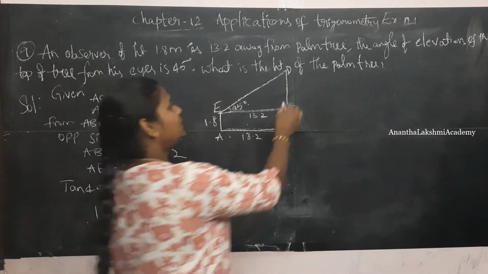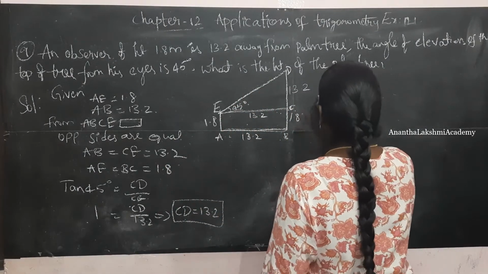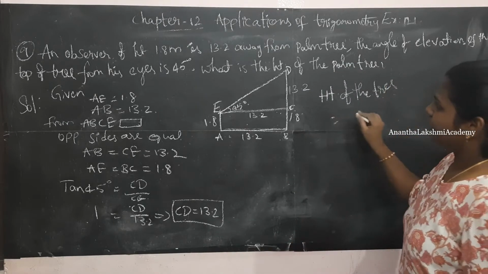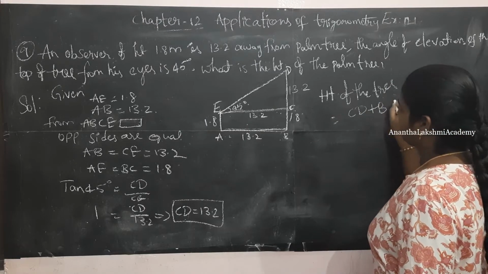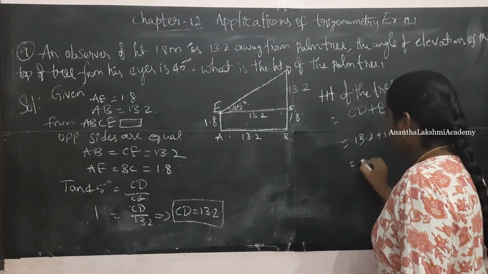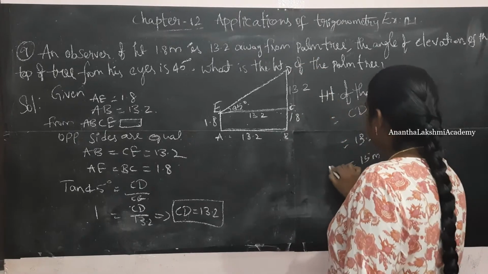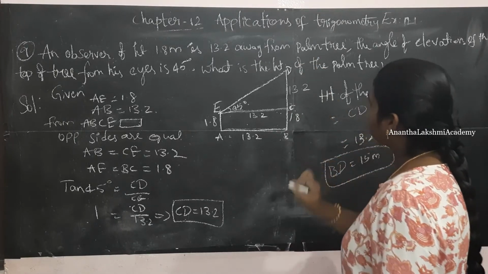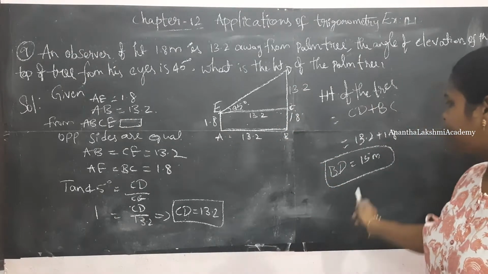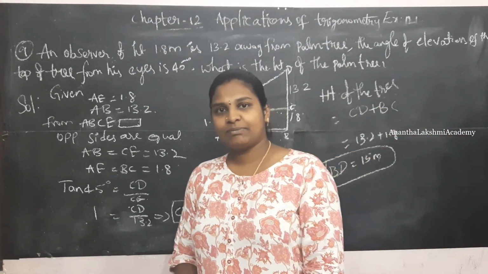So what is the height of the tree? Height of the tree is equal to CD plus BC, which is 13.2 plus 1.8. Nothing but 15 meters. This is BD. Okay. So the height of the observer plus the remaining height of the tree becomes the total height of the palm tree, which is 15 meters. So that is it about problem number 9. Let's jump into the next problem.